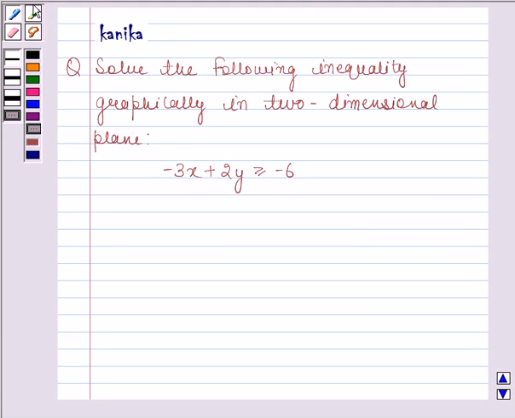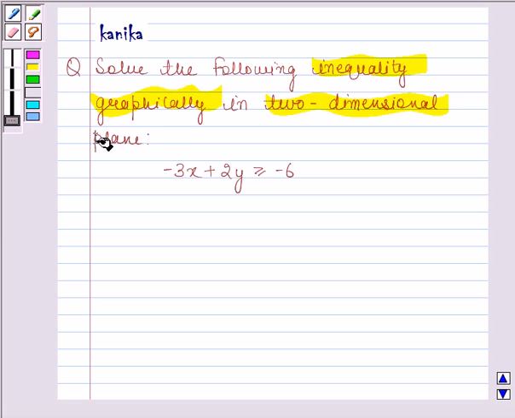Let's discuss the following question. The question says, solve the following inequality graphically in two-dimensional plane. -3x + 2y is greater than or equal to -6.